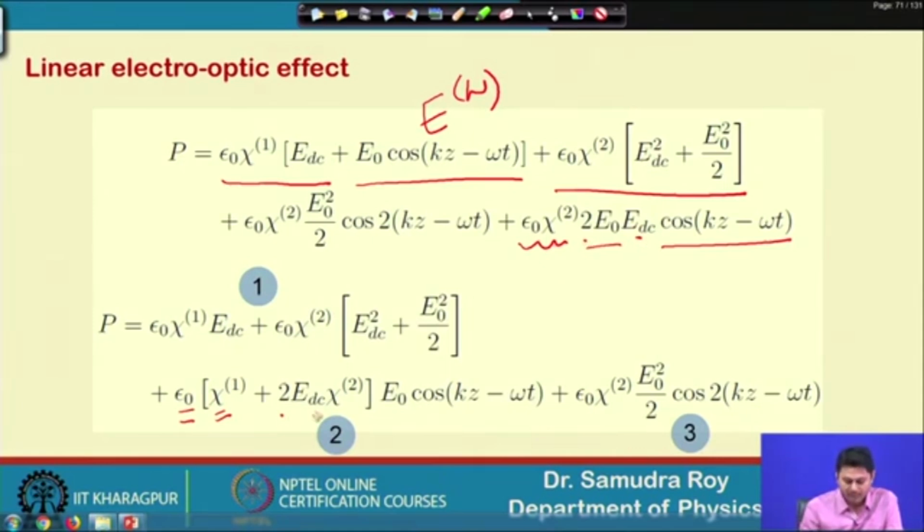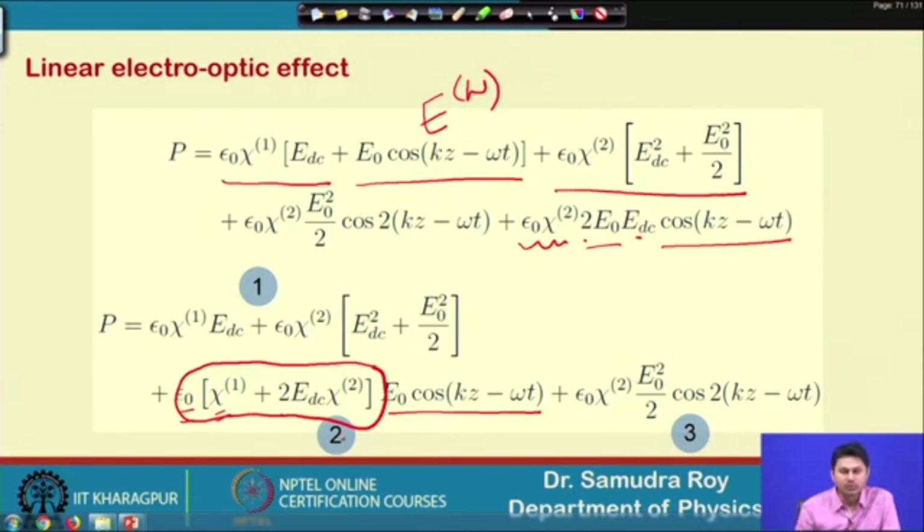2. So, I do that, and next term, E 0 cos k z omega t and E 0 cos k z omega t, both are the same. So, I take it common. E 0 cos k z omega t is common, and then we will have one important term here as a coefficient in the second of these two equations. I mean, if I write this, it is the number 2 term in P.